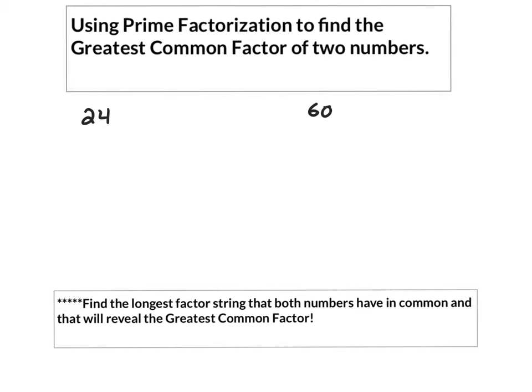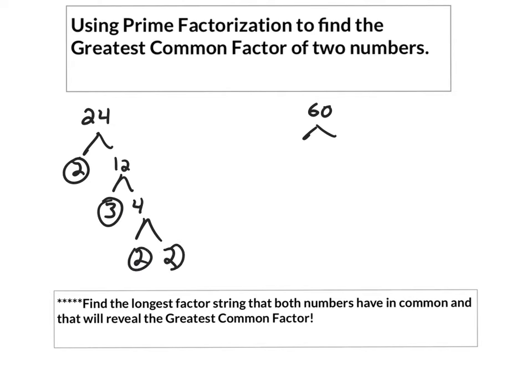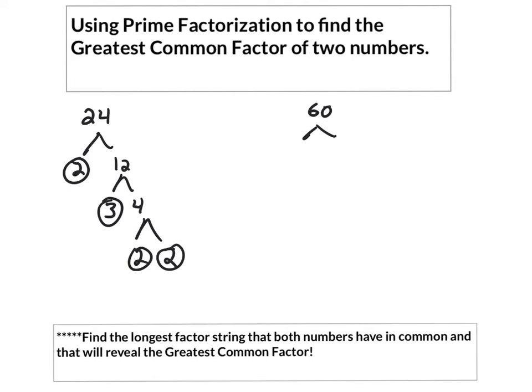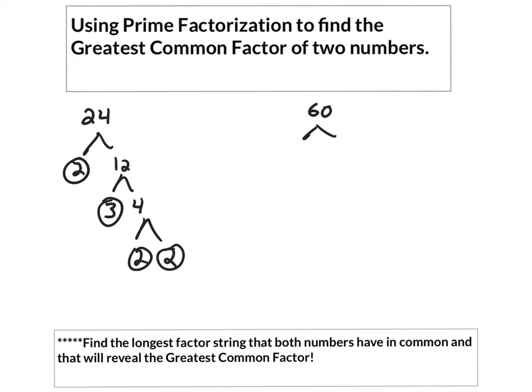All right, so using prime factorization, using a factor tree, we'll break these numbers down into all primes. So 24, we can say 2 and 12, 3 and 4, 2 and 2. Okay, I've got them all circled. They are all primes. Now, let's write that factor string down. It's 2 times 2 times 2 times 3. And we don't need to write them in exponents right now.